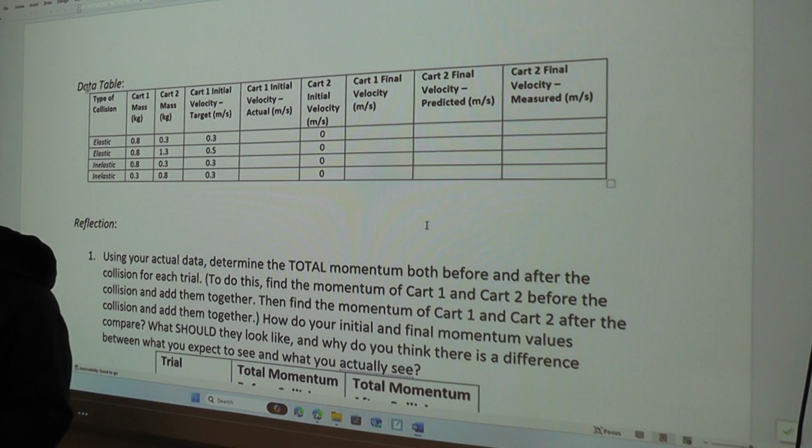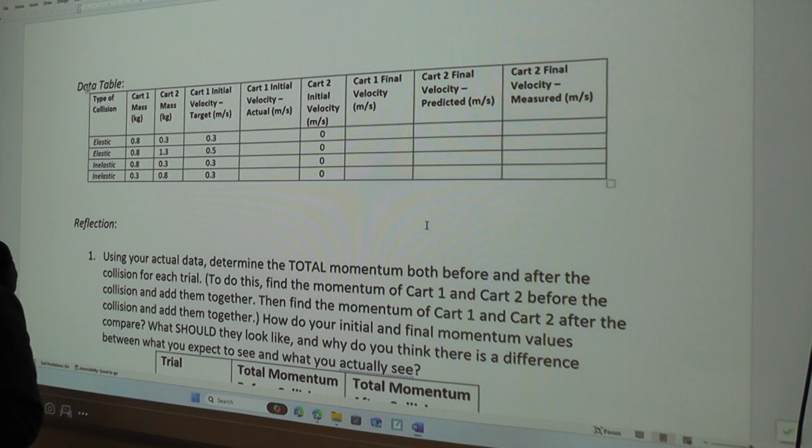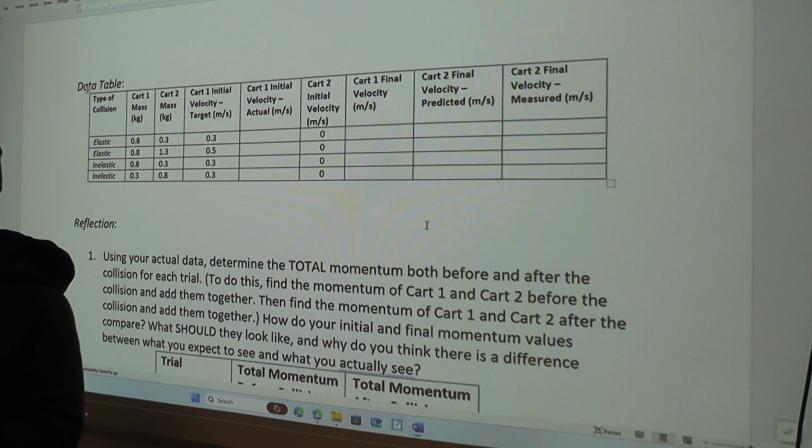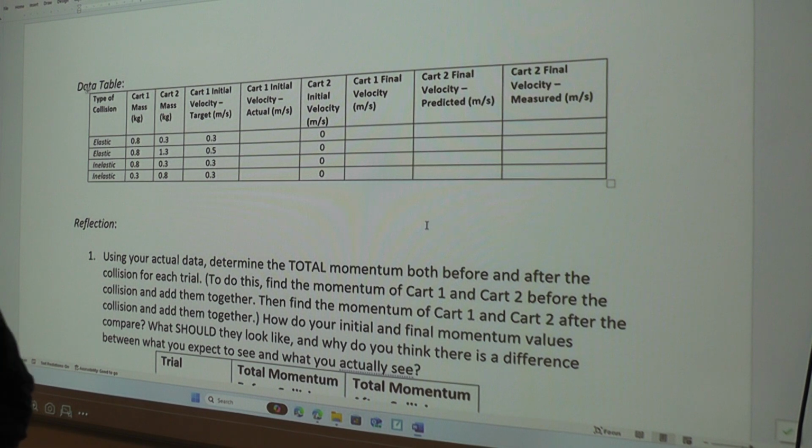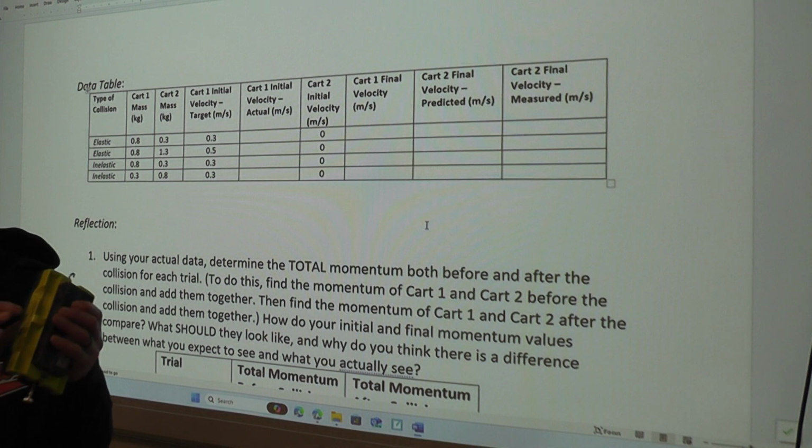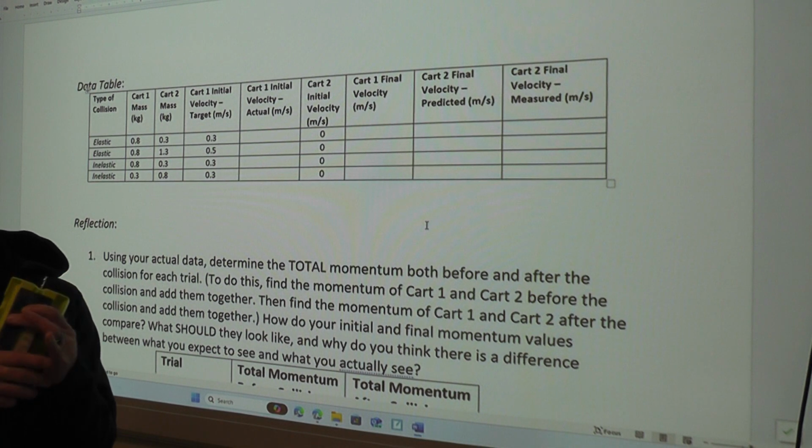I'm just going to talk about elastic collisions today. We'll look at inelastic collisions on Monday. And so the first thing you have to do is get carts of different colors. Graphical analysis keeps track of the colors. So if you have two carts of the same color, it's going to be harder for you to figure out which cart it's talking about. So I have one green cart, and that is, as far as you're concerned, the left-hand cart. I have one yellow cart. As far as you're concerned, that's the right-hand cart.